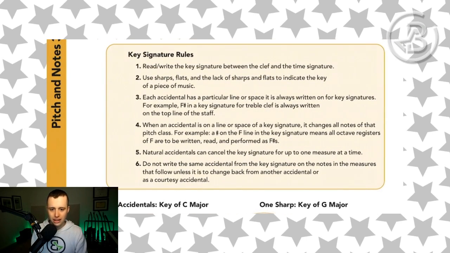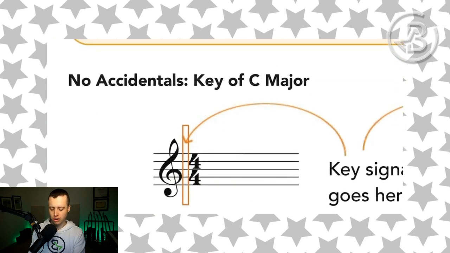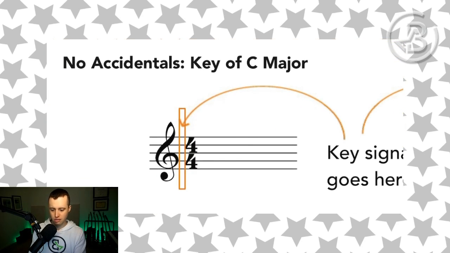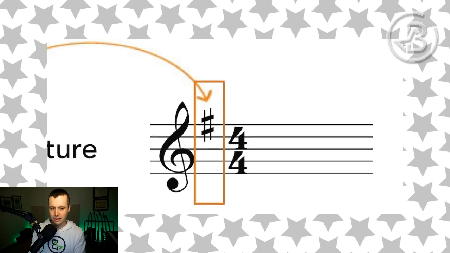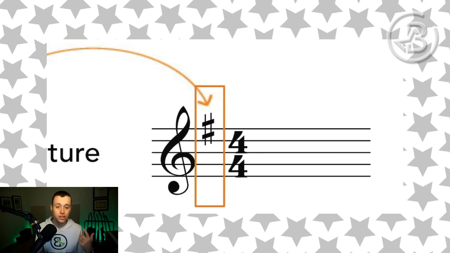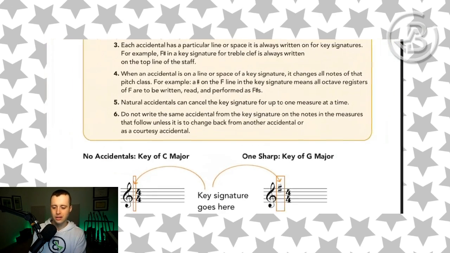Number one, you're going to read and write the key signature between the clef and the time signature. And sure enough, key sig, or key signature, I'll call it key sig for short. We can see for C major, because there's no sharps and no flats, it's just blank. And for the key of G major, because there is one sharp, F sharp, that F sharp goes between the treble clef and the time signature.